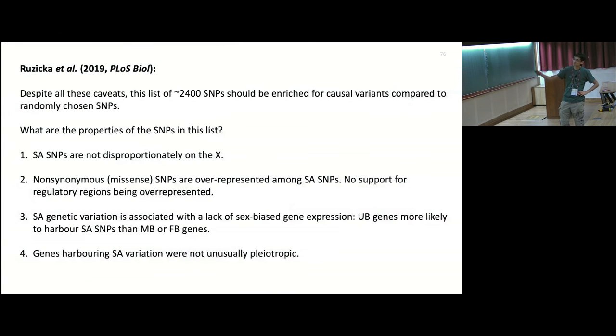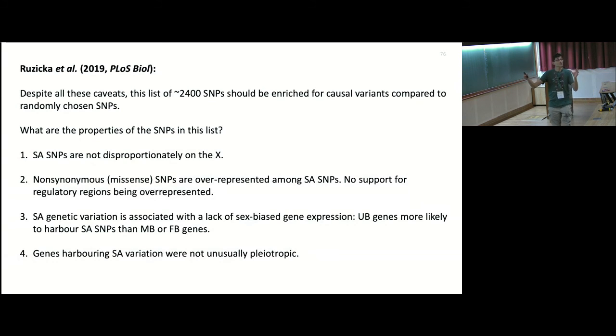Right, okay, so I'll just skip to some findings. What were the properties of the SNPs in their list? Even though we have to look at that list with a high degree of skepticism, their hope is that it is enriched for things that truly have this kind of effect. One of the things they looked for is whether you disproportionately find these sexually antagonistic SNPs on the X. Remember, we talked about the X being potentially a hotspot for this kind of variation, and the answer is they're not disproportionately found on the X.